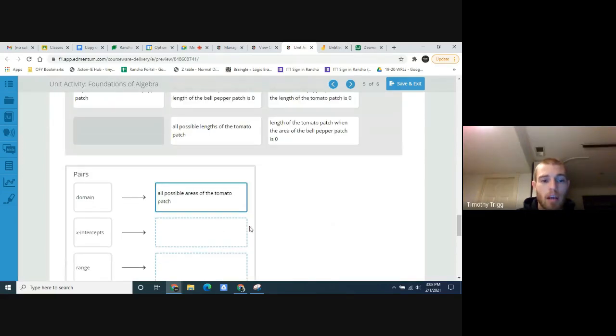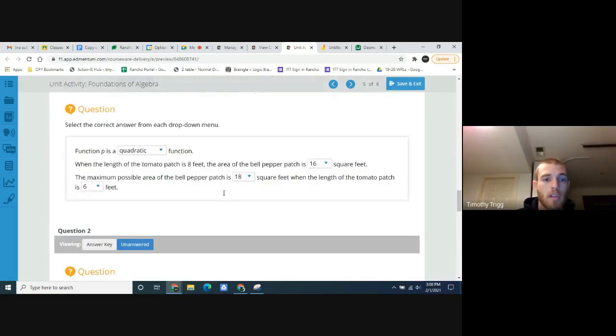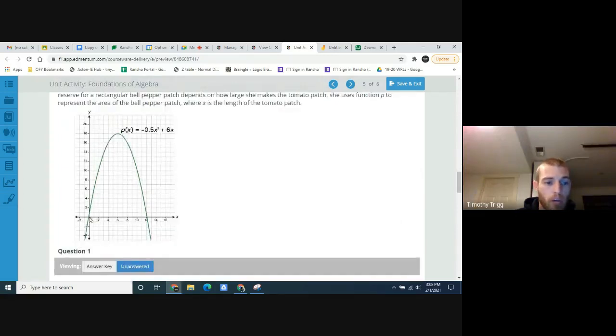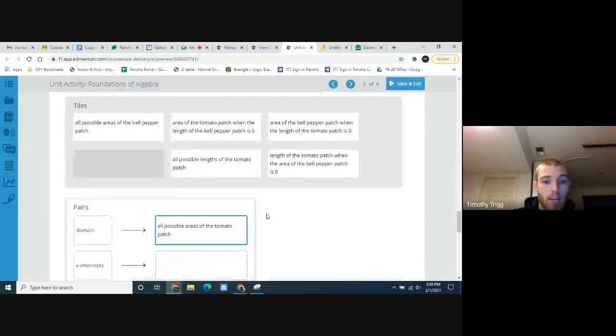Now let's look at the x-intercepts. So the x-intercepts are where the graph crosses the x-axis, here and here. Notice for those two spots, the area of the bell pepper patch would be 0. Right? There wouldn't be a bell pepper patch, essentially, at these two locations. So the x-intercepts, the area of the tomato patch when the length of the bell pepper patch is 0.